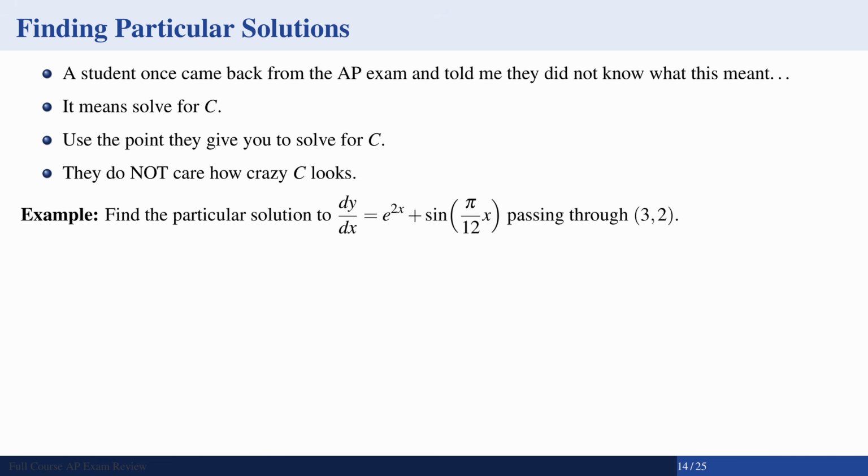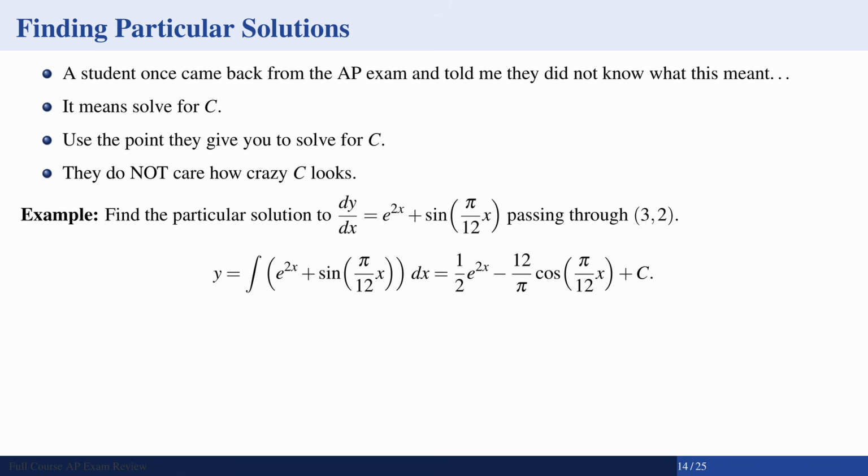Here's an example. We want to find the particular solution to dy dx equals e to the 2x plus sine of pi over 12x that passes through (3, 2). So this one, we can just say that y is definitely the integral of that thing. When I integrate e to the 2x, I get 1/2 e to the 2x. When I integrate sine of pi over 12x, I get negative 12 over pi cosine of pi over 12x. If you need to do a u substitution, just do it. Don't think about it. And then we put a plus c. Forgetting plus c is one of the greatest tragedies in all of calculus.